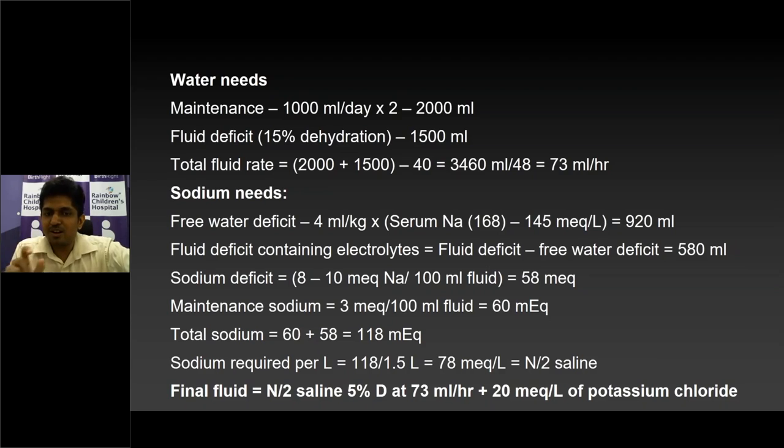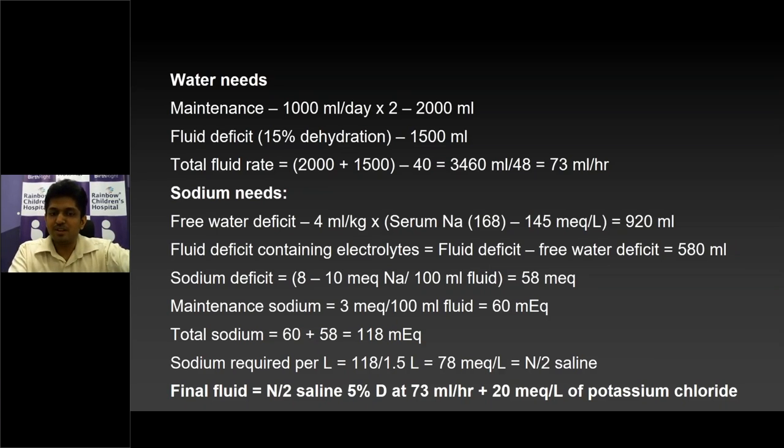So for every 100 ml, 8 to 10 milliequivalent of sodium is lost. Therefore, 10 into 5.8, which is 58 milliequivalents. Coming to the maintenance sodium, it is 3 milliequivalent per 100 ml, which is equivalent to 60 milliequivalent. So add the maintenance sodium along with the sodium deficit. So total sodium that you have to give in this patient is 118 milliequivalent. This is going to be given over the next 2 days. So depending upon that, you have to calculate what the sodium requirement is. So 118 milliequivalent you are going to give in the fluid deficit of 1500 ml.